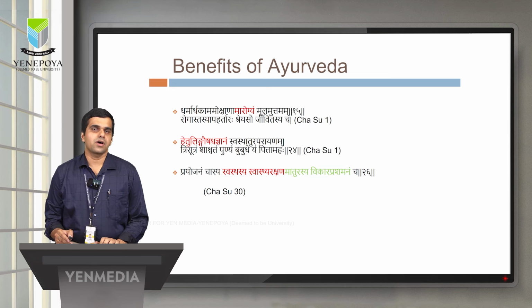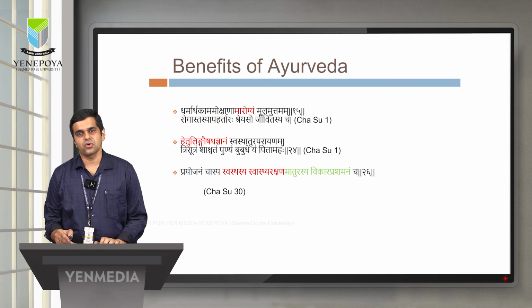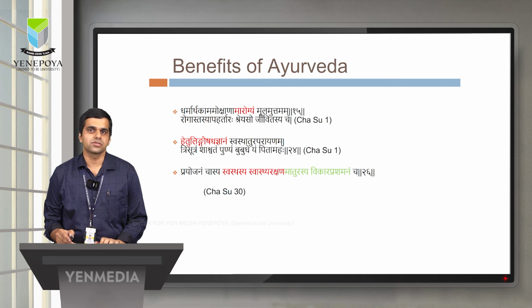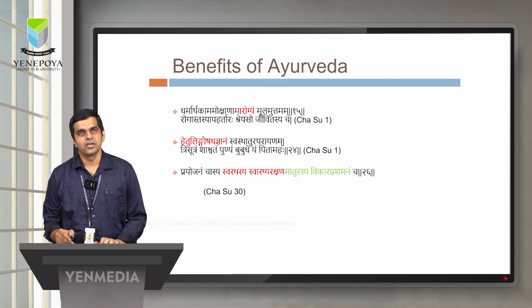Dharmartha kama mokshanam arogyam moolamuttamam rogastasya apahartarah shreyaso jivitasya cha. That means for dharma, artha, kama and moksha, the four purusharthas, the four righteous steps required for an individual, dharma meaning his or her duties, artha is whatever means by which you can earn, kama is whatever desires that you have, and moksha. Moksha is ultimately freedom from the birth and death cycle. That is what ultimately the aim of one's life is, to get moksha.